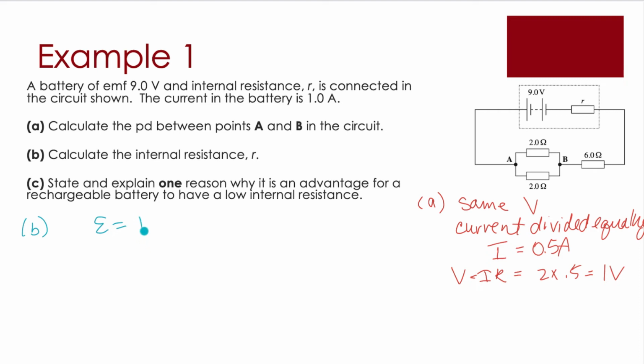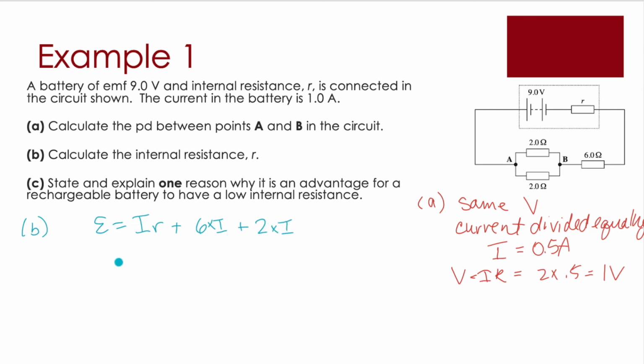First of all, it's going to be used inside the battery, the current times the internal resistance. I'm also going to have it used at my 6 ohm resistor, so that would be 6 times the current, which is going to be 1. And then it'll be used at my 2 ohm resistor as well.